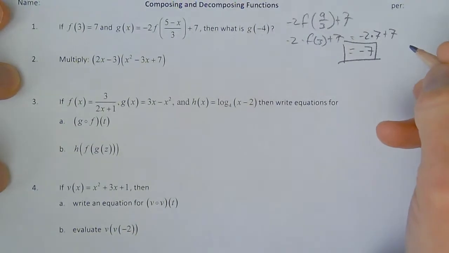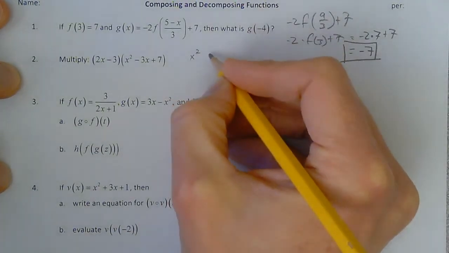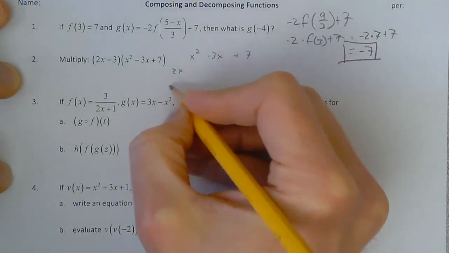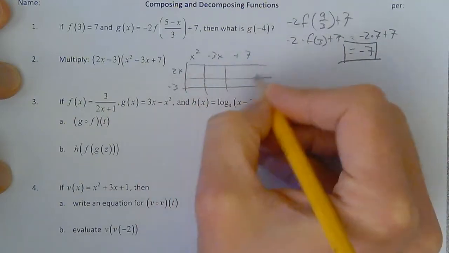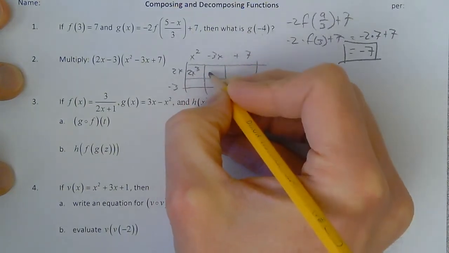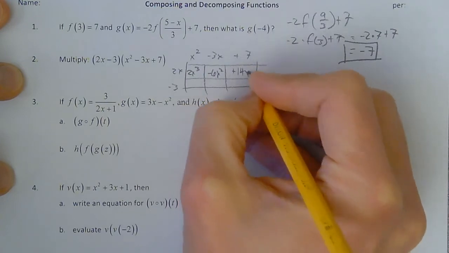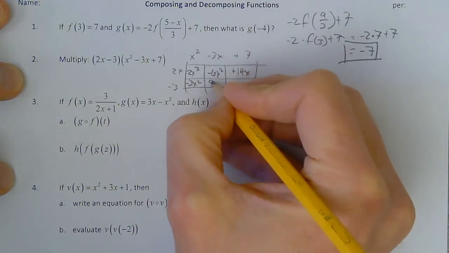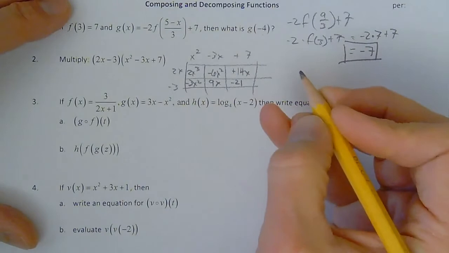Okay, multiply. We'll do that with an area model because that's what I like to do. Minus 3x plus 7 and 2x and minus 3. Hope I made my boxes big enough. So I have a 2x cubed there, a minus 6x squared there, a plus 14x there, a minus 3x squared there, a 9x there, and a minus 21 there.